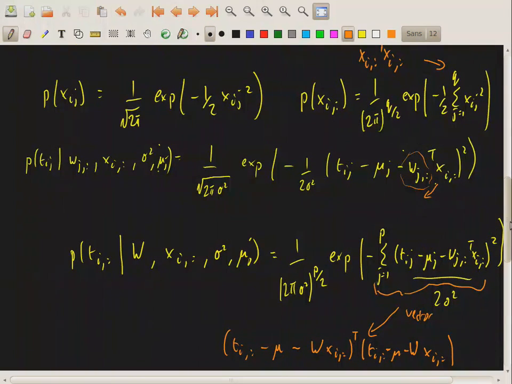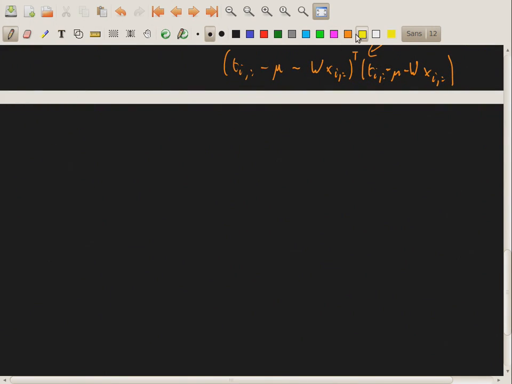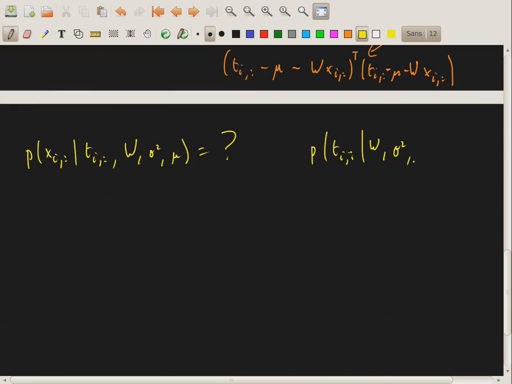Okay, so what do we do now if we want to find the posterior? So the posterior for x_i, given the data point, W, sigma squared and mu, is equal to what? And the other question we might ask is the marginal likelihood of the ith data point, which is not dependent on x anymore because x is gone. It's that, yeah? So those are the two things that we're interested in.